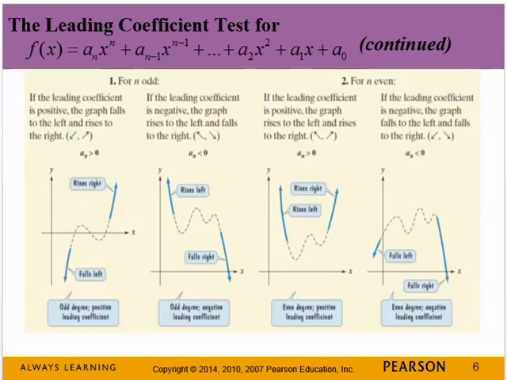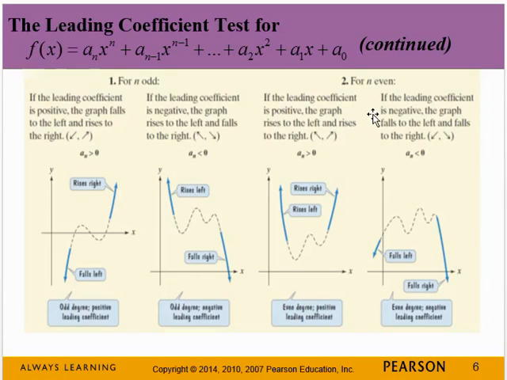So this chart is really important. If your exponent, or your n, is odd, it's going to do different things at the endpoints. So at one end it's falling, at the other it's rising. If your leading coefficient is positive, the graph will fall to the left and rise to the right. If your leading coefficient is negative, the graph rises to the left and falls to the right.